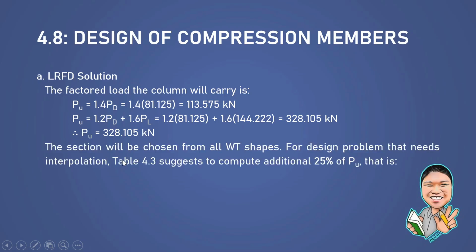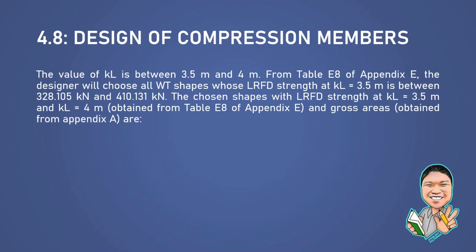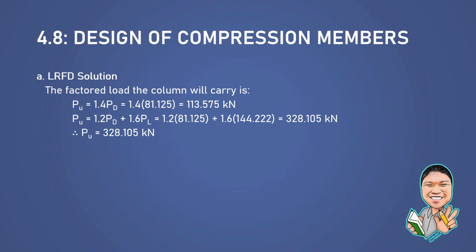If you are going to consider the additional 25% according doon sa Table 4.3, so the section will be chosen from all WT shapes for design problems that need interpolation. Table 4.3 suggests to compute additional 25% of PU. That is 1.25 ng 328.105. So therefore, that is 410.131 kilonewtons. So the value of KL, diba? Kasi that is 3.60. Ilan nga yun?